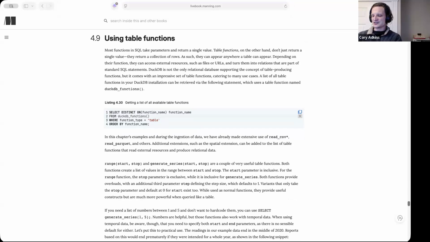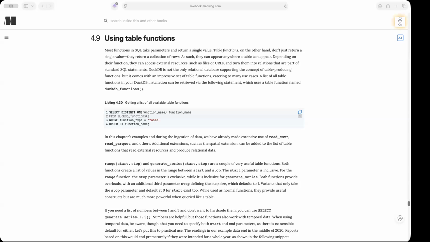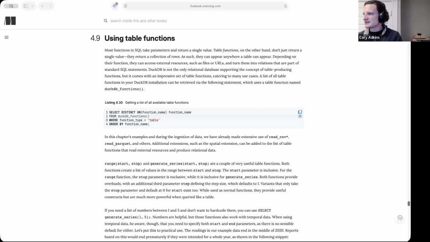Is it just distinct, right? It's not distinct on. A select distinct would give you the unique values. Hmm, I don't know. Distinct on function name.